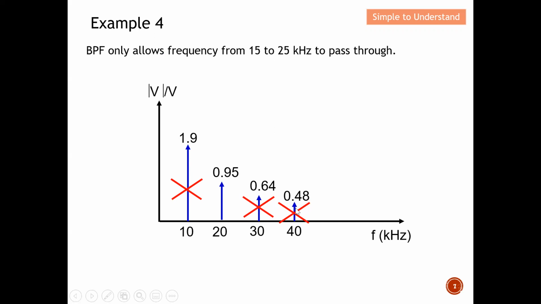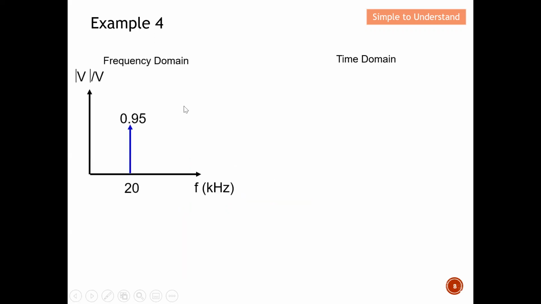So the output of the bandpass filter will be simply one frequency component having a frequency of 20 kilohertz with a V peak of 0.95. I hope this is clear. This is the result that passes through the bandpass filter, with only one frequency signal as explained. From here, I'm ready to draw the time domain and also write the equation.